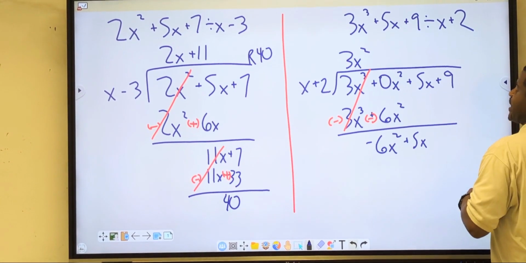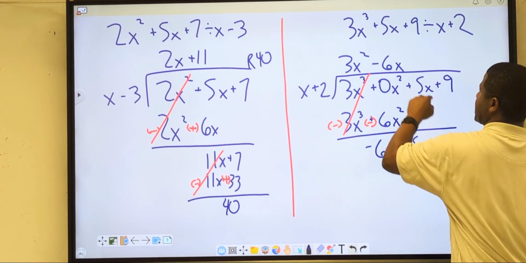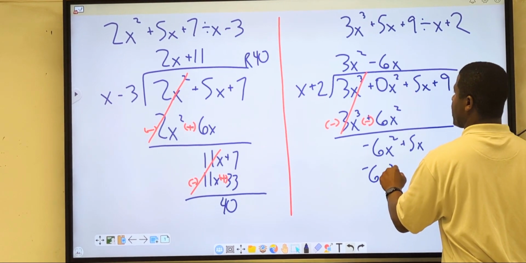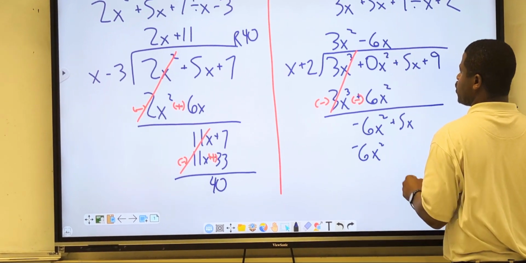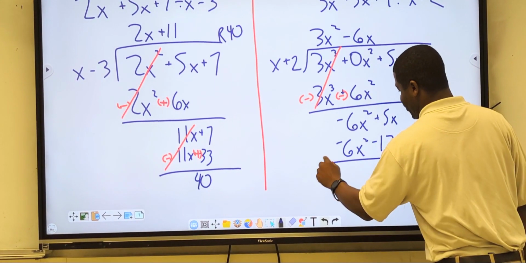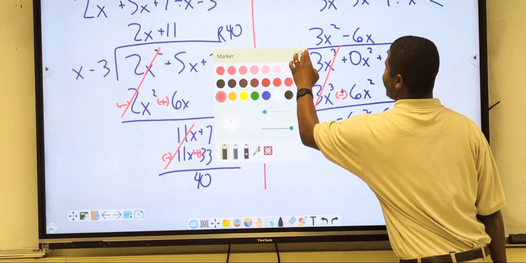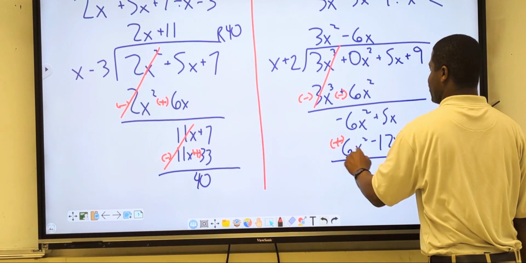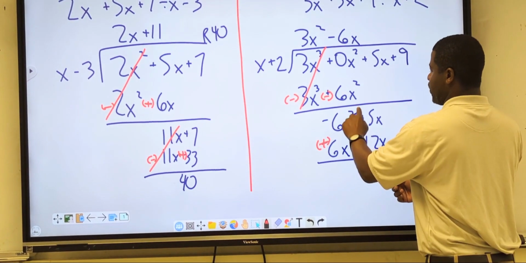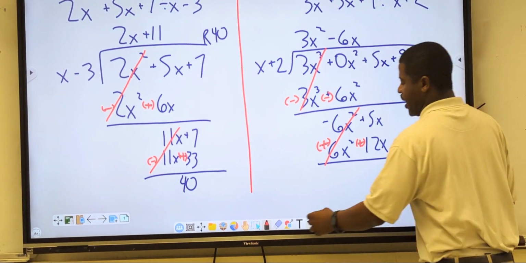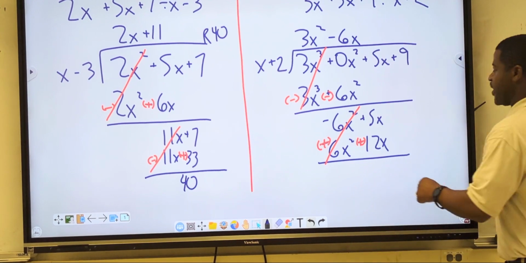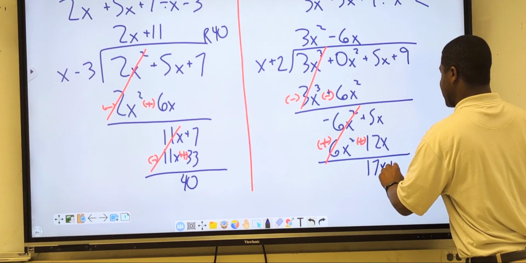x will go into negative 6x squared negative 6x times. Negative 6x times x is negative 6x squared. Negative 6x times 2 is negative 12x. We draw the line. We change the sign. So that makes both of these negative numbers into positives. It's going to always cancel out. And we draw it so we can keep the rhythm of it. 5x plus 12x is 17x plus 9.